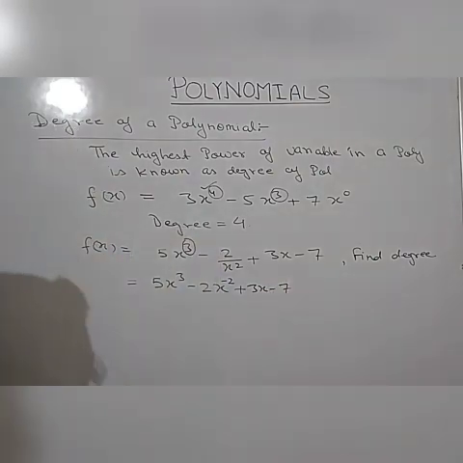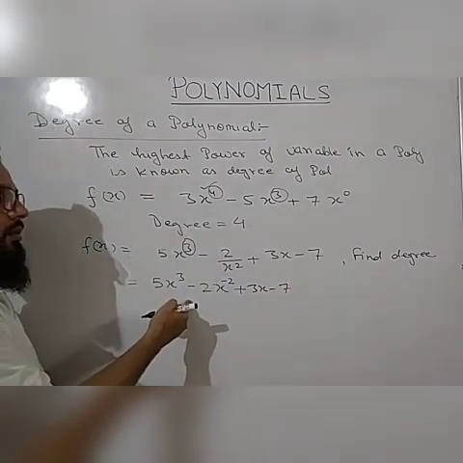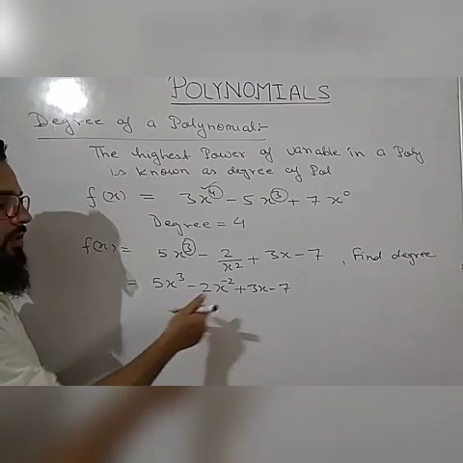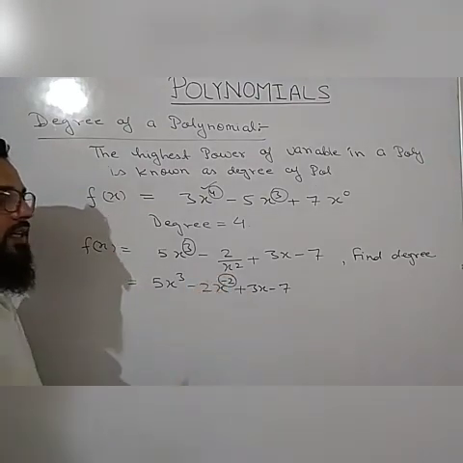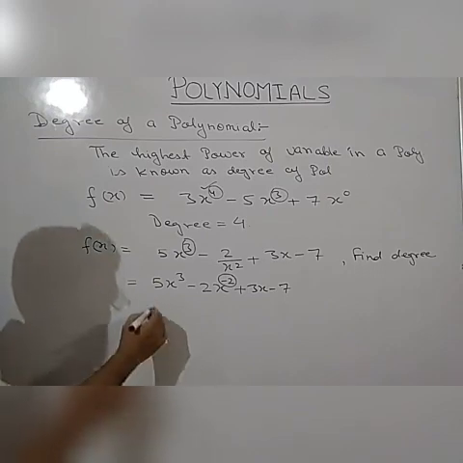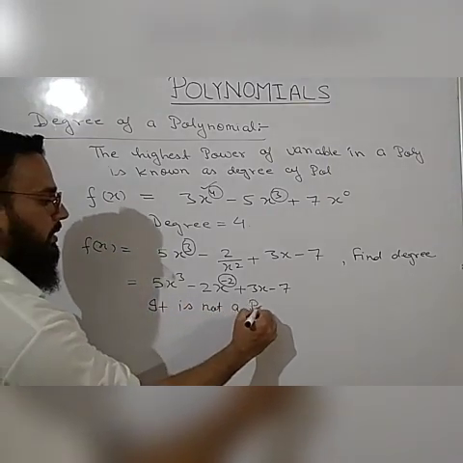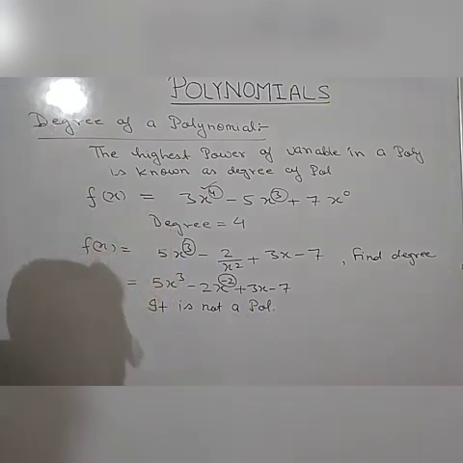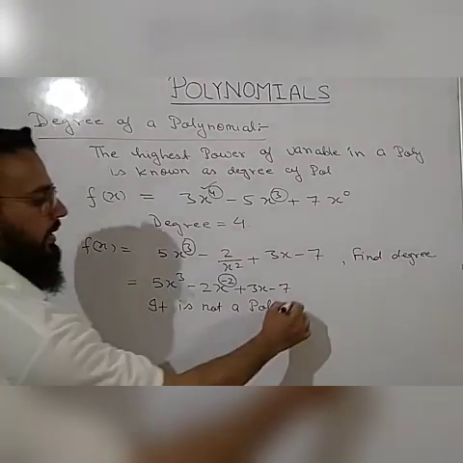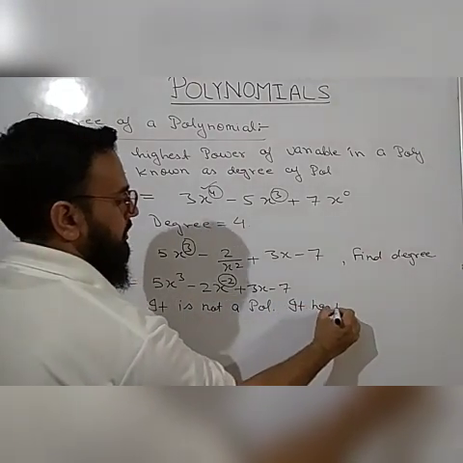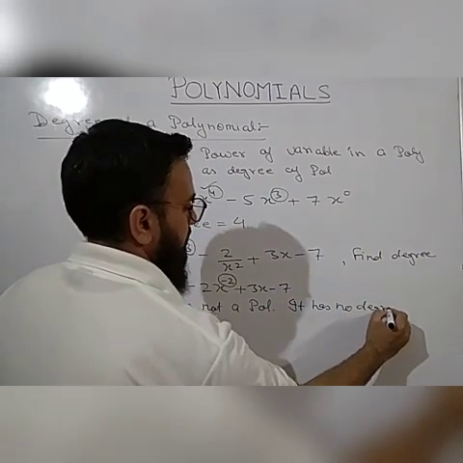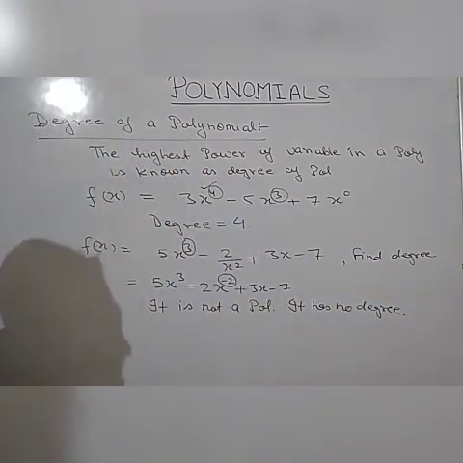Now is this expression a polynomial or not? Now the power is a negative number. It means it is not a polynomial. And when it is not a polynomial, we cannot tell the degree of it. It means it has no degree. We will write the answer: it has no degree because it is not a polynomial.